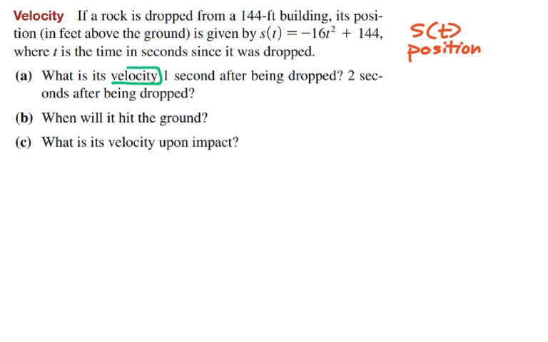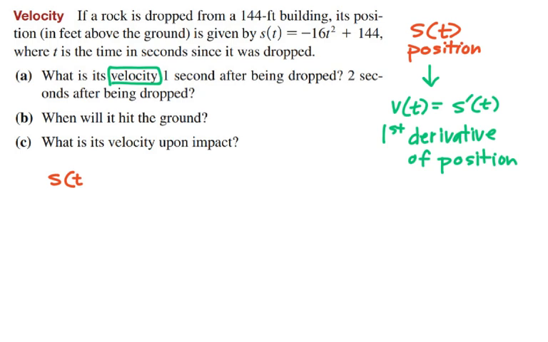Part A of this question says, what is the velocity 1 second after the ball is dropped? What we need to know is that velocity, v of t, is the first derivative of position. Velocity is a rate of change. So when we're dealing with s of t, we have a function that's telling us the position in feet at a time t. Now that rate of change, when we take the derivative, is going to become feet per second. So velocity is the first derivative of position.